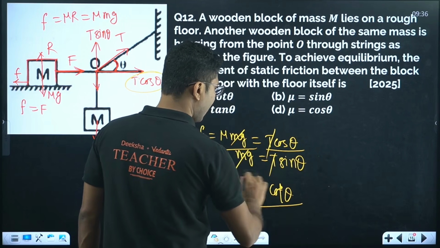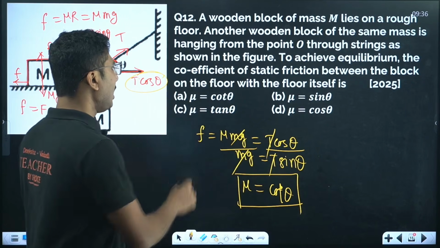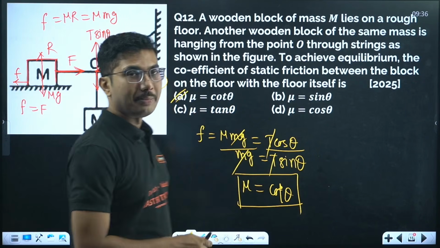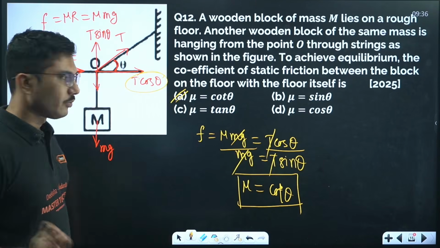Okay, so if the value of mu is equal to cot theta, the system will remain in equilibrium. Okay, clear?